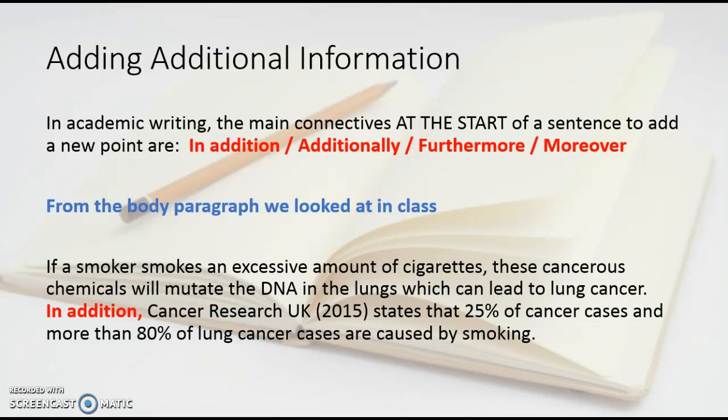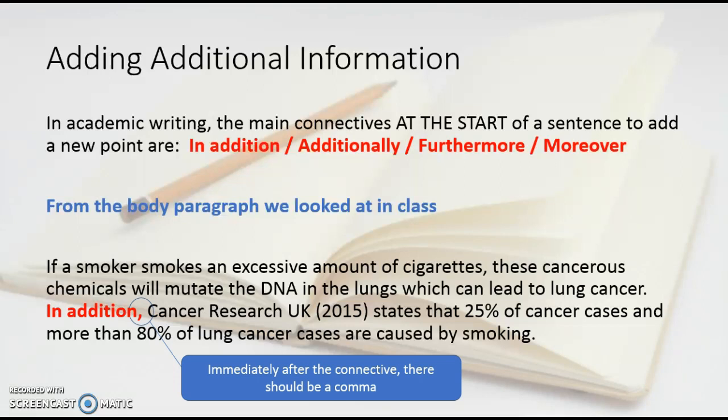As we can see, more information has been added. So it's talked about the danger, and the added information is now the statistics of what percentage of lung cancer cases are actually caused by smoking, according to Cancer Research. As we can see, it comes after a sentence, so it comes after a full stop. The expression has been followed by a comma. Now, additionally, furthermore, and moreover can all be used in exactly the same way, and as we can see, there's a comma after each of them. Now, this is a really nice way of linking our writing together.